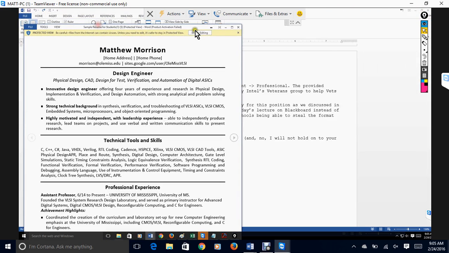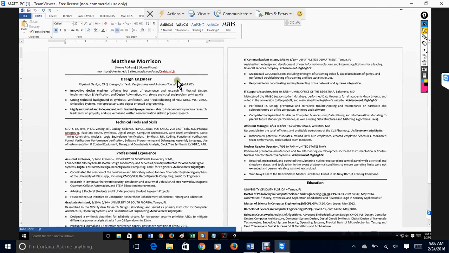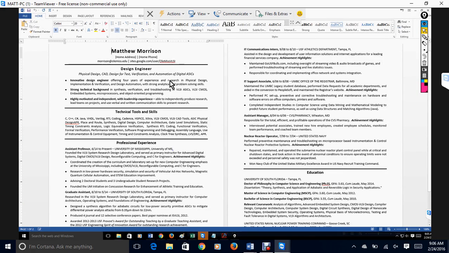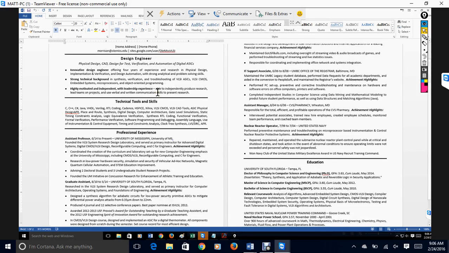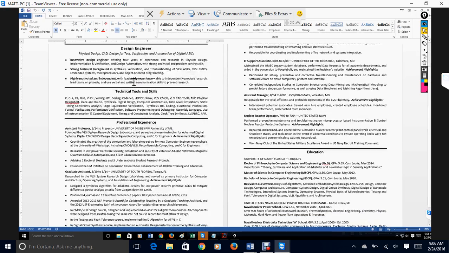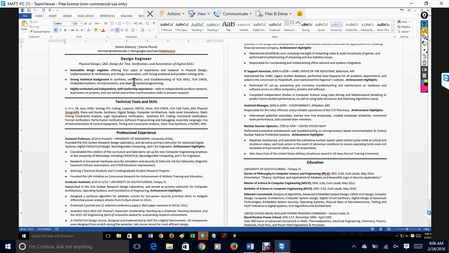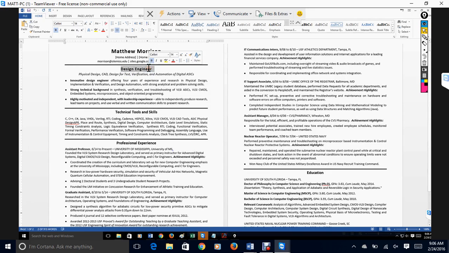This is a format that was given to me by Intel's veterans group to help veterans communicate better. The transition can be hard for veterans, so I've included my format. What I want you to do is go through and format this resume as though you were applying for the job that's posted on the exam. That's going to be the first 25 or 30 points or whatever I had. Design engineer is different in this case.